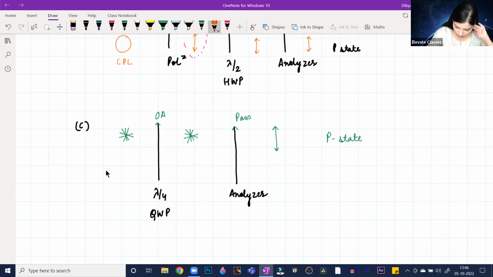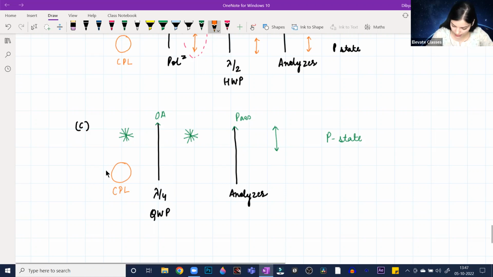Now, if I consider a circularly polarized light, okay, so what will happen is circularly polarized light क्या करेगी? Lambda by 4 पे fall करेगी तो क्या बनाएगी? कुछ भी नहीं बनाएगी. Circularly polarized light lambda by 4 पे fall करके it will convert it, क्या हमने पढ़ा था ना? It will become a P state. You remember, I just told कि अगर एक circularly polarized light quarter wave plate पे fall करेगी तो it is going to give rise to some P state.